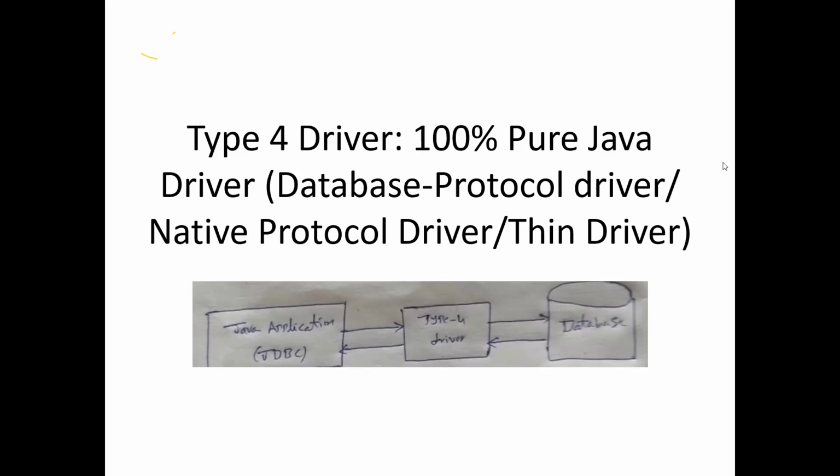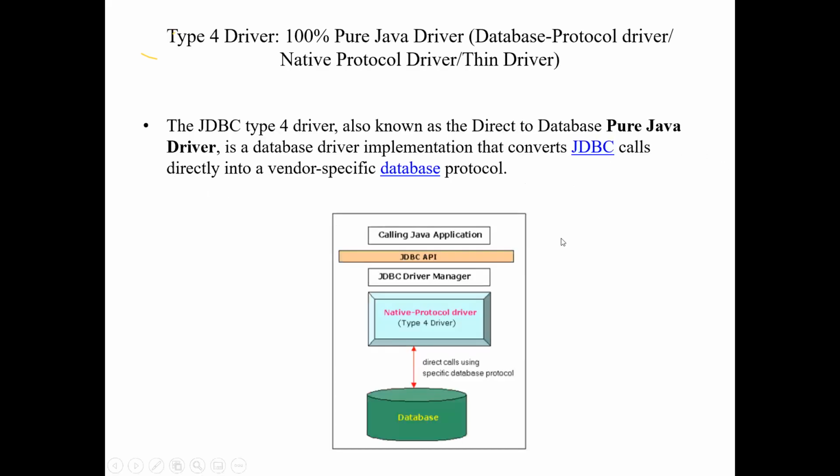Okay, so now we will see the type 4 driver structure. Type 4 driver, also known as direct to database, pure Java driver. This is very, very helpful for the Java applications. Our main agenda is to communicate the Java application to the database. The type 4 driver provides 100% pure Java. That's why this is very, very important, a very big advantage for the type 4 driver.